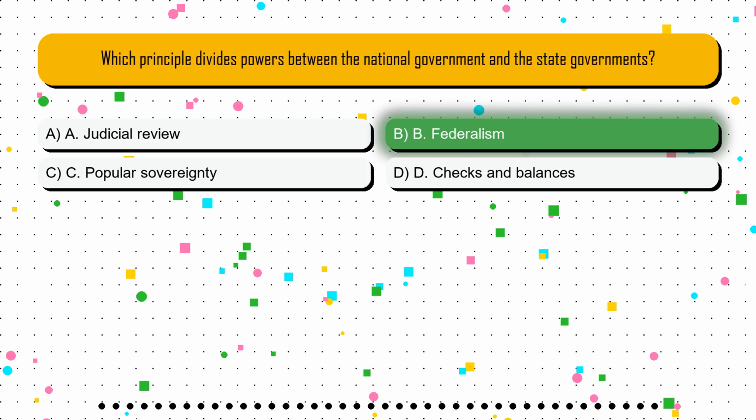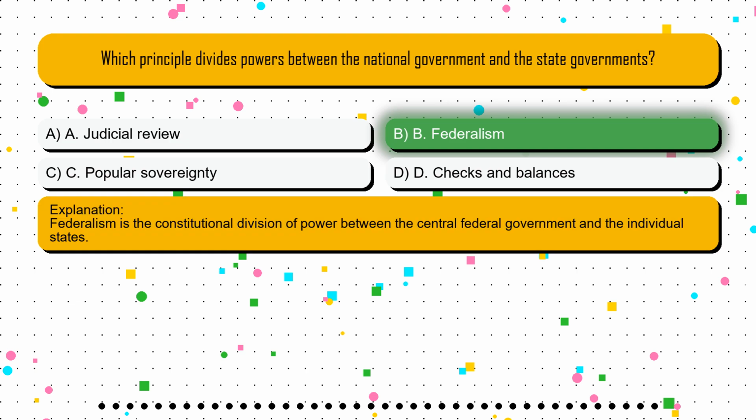The correct answer is option B. Federalism. Federalism is the constitutional division of power between the central federal government and the individual states.